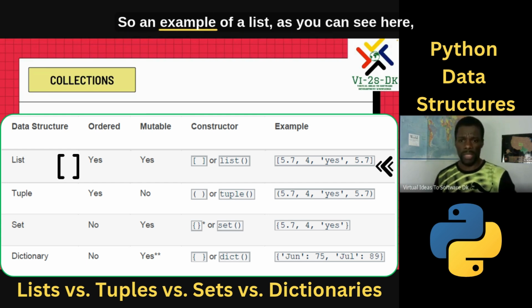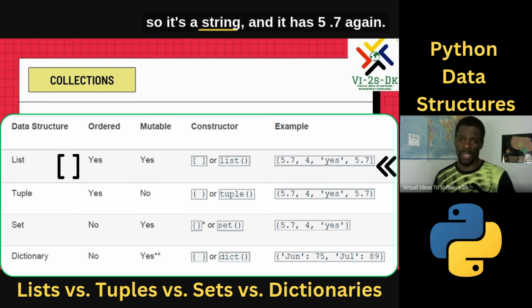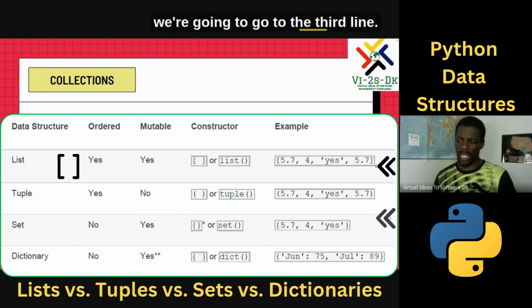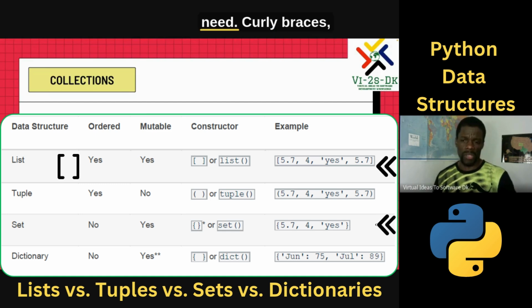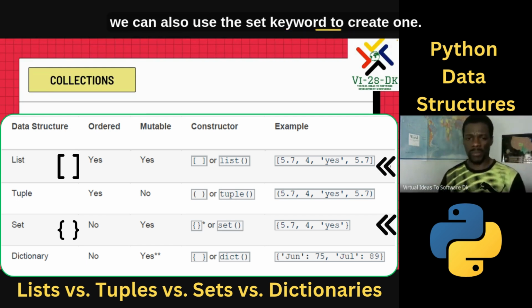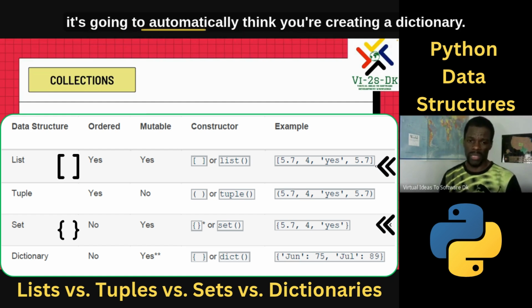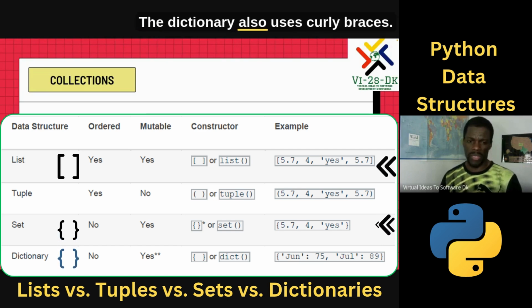An example of a list, as you can see here: this list has values of different data types. It has 5.7, which is a float. It has 4, which is an integer. It has yes, which is in quotes, so it's a string. And it has 5.7 again. These two values are repeated, so it's not a set. If you want to change this into a set, we're going to go to the third line. You see that with the set, the order doesn't really matter, and we can change it. To create a set, we need curly braces, and we can also use the set keyword to create one, because when you use curly braces and don't give it a value, it's going to automatically think you're creating a dictionary. The dictionary also uses curly braces.